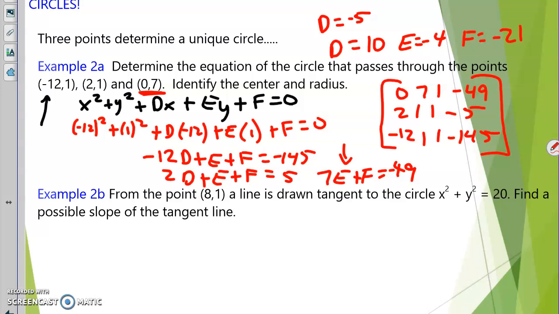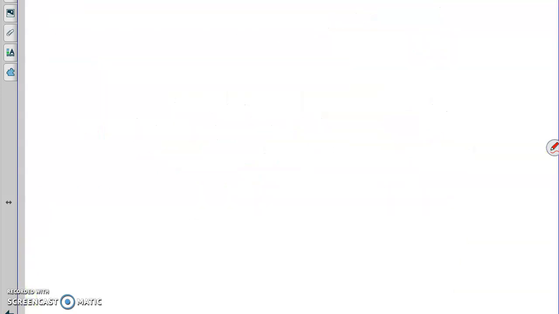So let's take that and throw it into another equation on a different page. If I throw it into a different page, I end up with x squared plus y squared plus 10x minus 4y minus 21 equals 0. And we're going to complete the square on that to get it in vertex form.